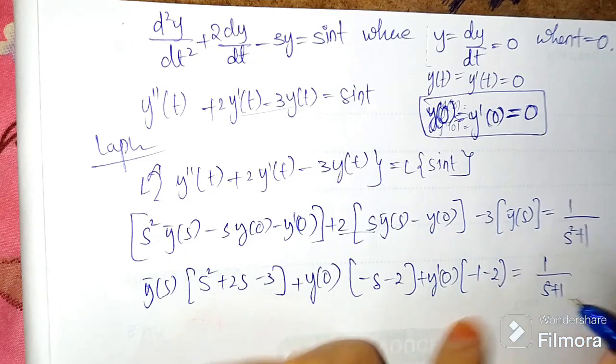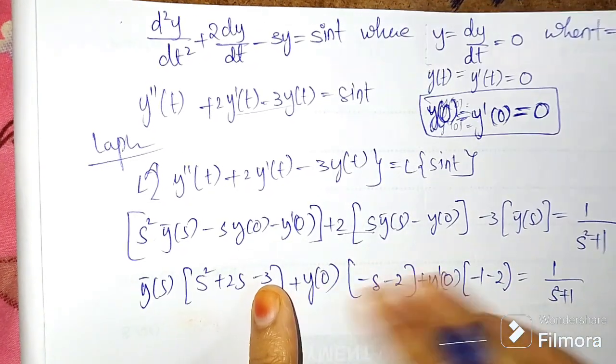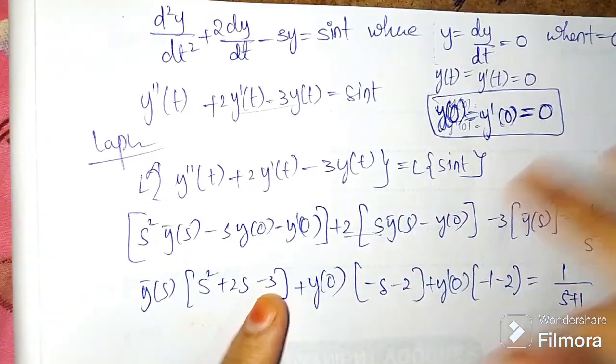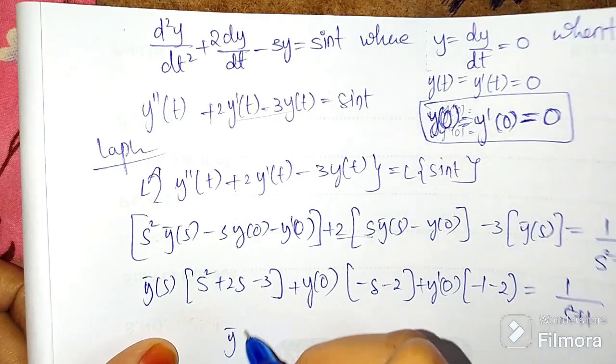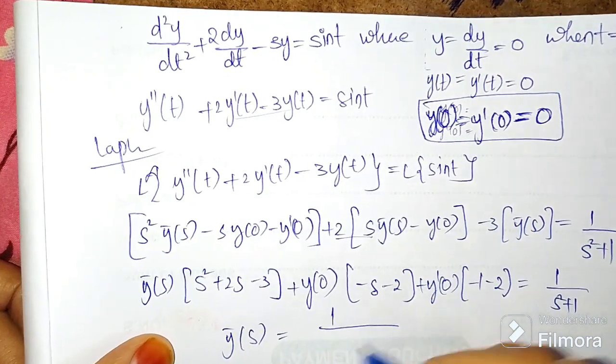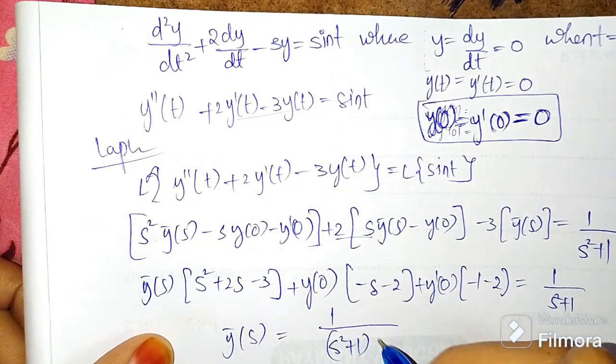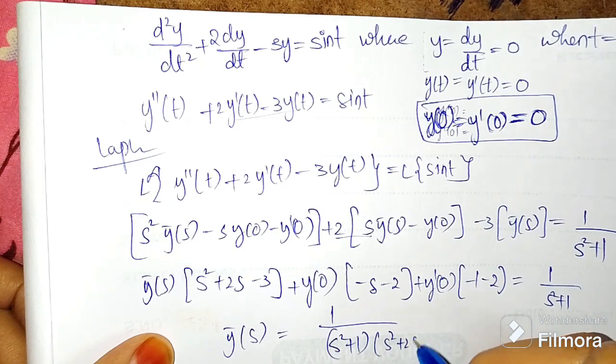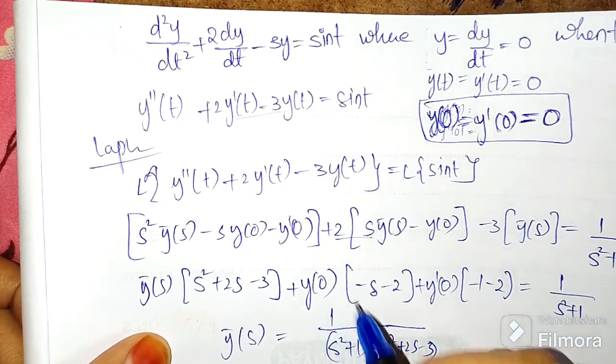So now this will be 0, this will be 0, so all these terms will be cancelled. Only this will be left. So y bar of s is 1 by (s square plus 1) into (s square plus 2s minus 3). Okay, write these as zeros in exam.